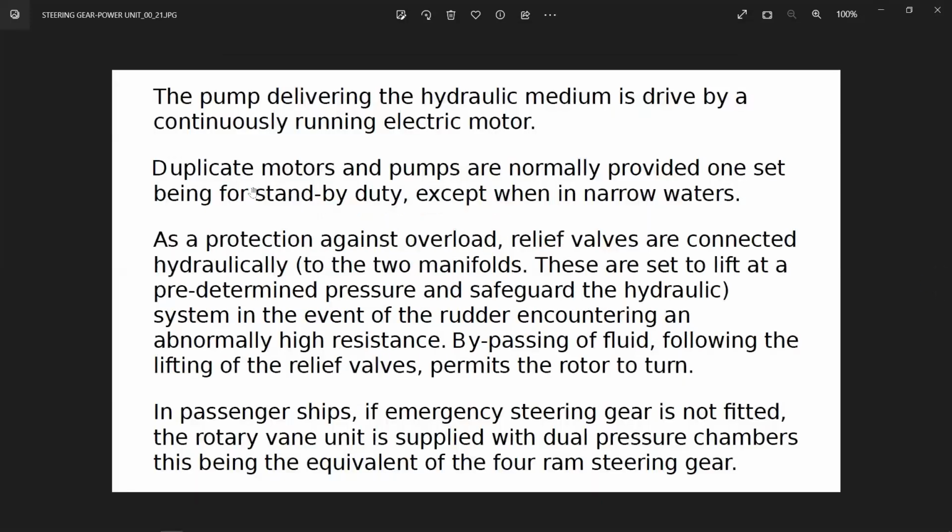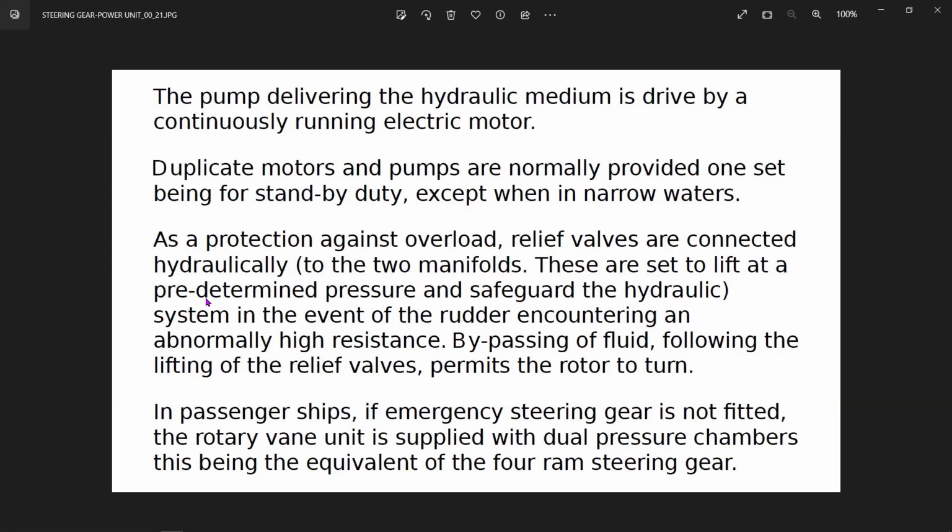Okay. Now, the pump delivering the hydraulic medium is driven by a continuously running electric motor. Duplicate motors and pumps are normally provided, one being on standby duty, except in narrow waters, meaning shallow waters, where you require both motors to be operating together. As a protection against overload, relief valves are connected hydraulically to the 2 manifolds.